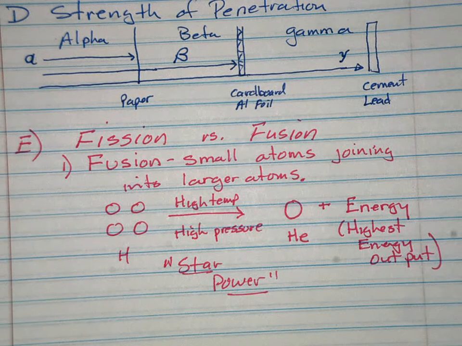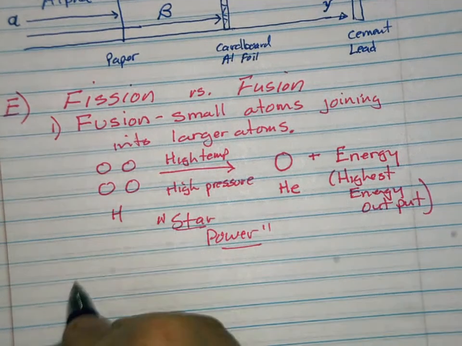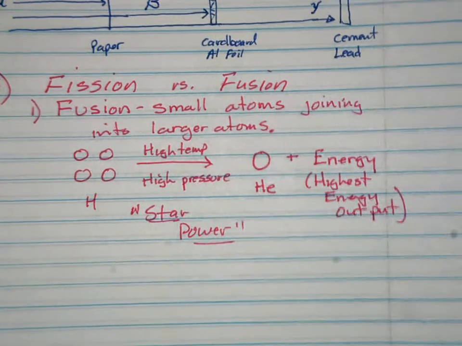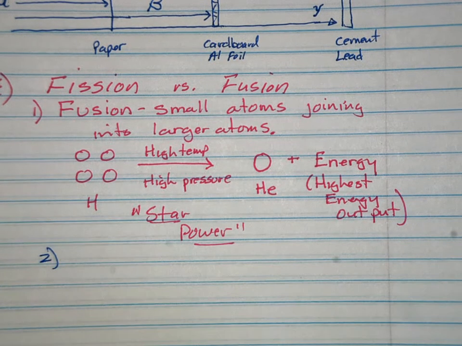Okay, the next one. Do I have a page number here for you? That's in your book, probably about page 810. So the next one we're going to go over is going to be fission. So this will be number 2, fission.